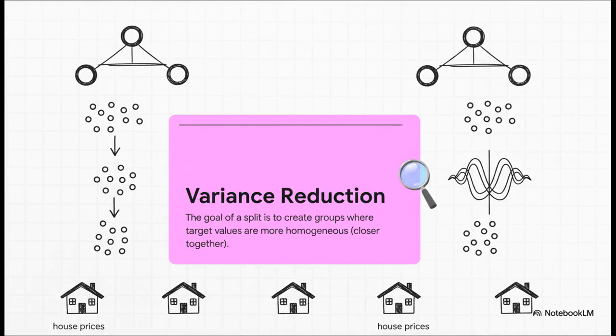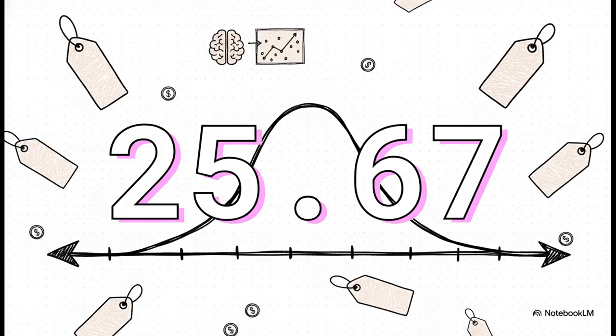So, how does the tree know what question to ask? How does it pick the best split? For regression, it's all about one key idea: variance reduction. The tree's goal is to ask a question that creates new groups where the house prices inside each group are as similar to each other as possible. A great split is one that takes a really messy, spread-out group of prices and turns it into two much cleaner, more consistent groups.